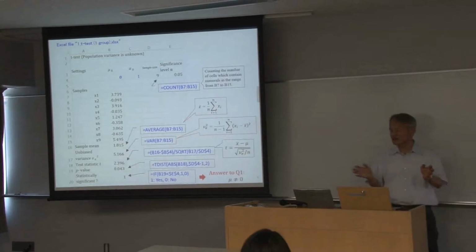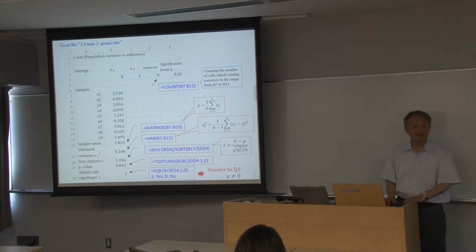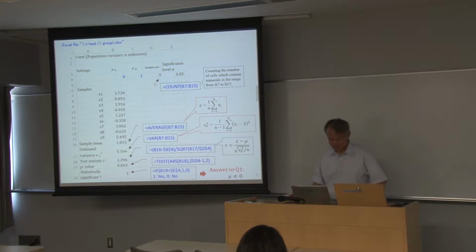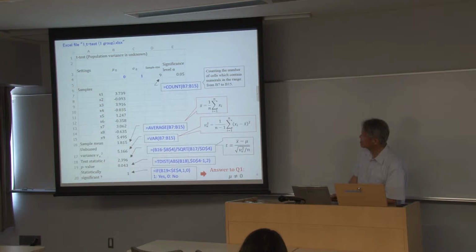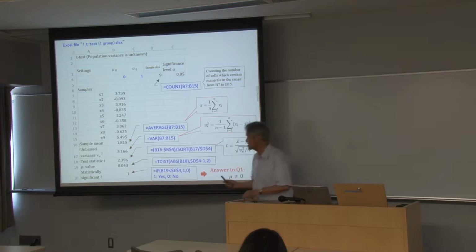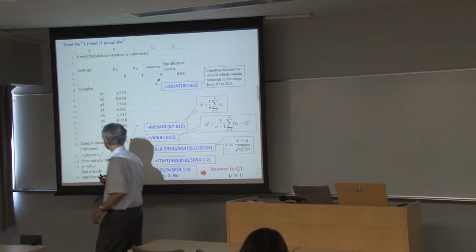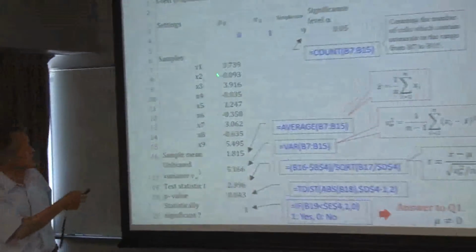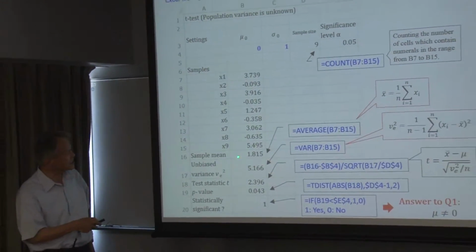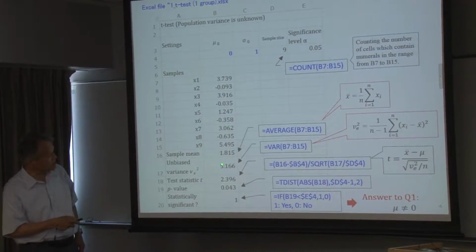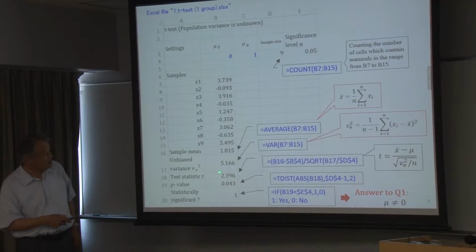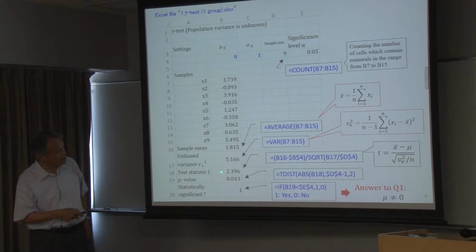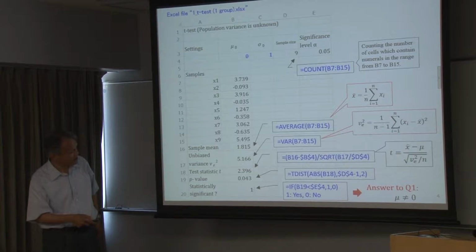Okay, let's wait a few more minutes. Okay, let me explain this slide. This shows that these 9 samples are obtained, and you calculated the sample mean and unbiased variance, and this is the test statistic given by this equation.